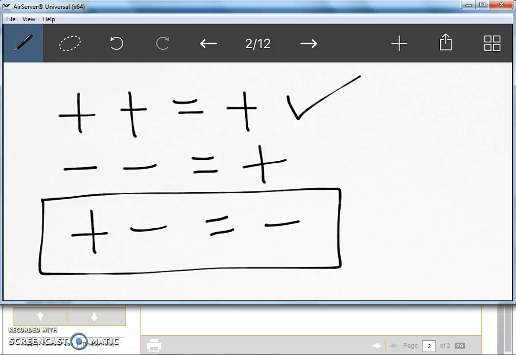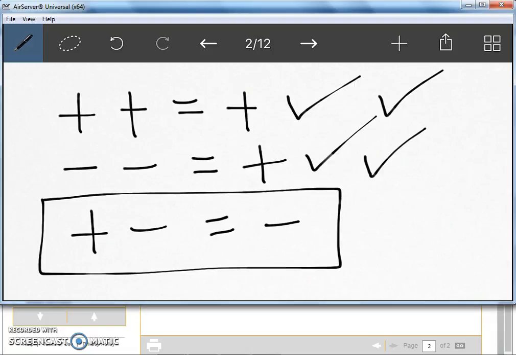These first two steps are the same. If you multiply a positive number by another positive number, you're going to get a positive answer. If you multiply a negative number by a negative number, you're going to get a positive answer. Same thing goes for dividing. Divide a positive by a positive, you're going to get a positive answer. Divide a negative by a negative, you're going to get a positive answer. So it all depends on what symbol is in front of the numbers that will determine whether the answer is positive or negative.